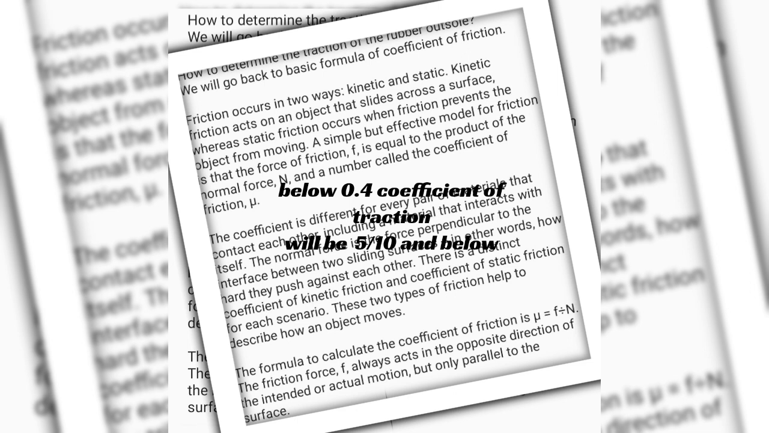Sliding surface ranges from 0.4 and below. Wood is around 0.25 to 0.5. Rubber-soled shoes on a brushed concrete surface can generate a coefficient of friction of over 1.0. In general, a coefficient of friction of 0.4 to 0.5 is considered a good traction offering. This value will be 5/10.